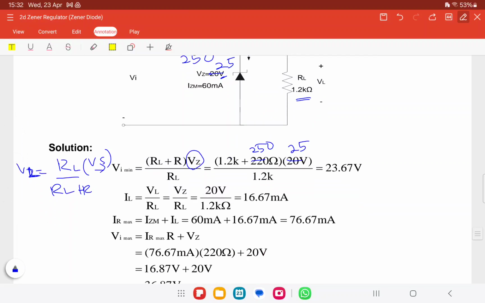Actually, to get the formula for the VI min, this comes from the voltage divider. Voltage divider yang biasa is VL. Kita nak dapatkan the voltage at the load resistor VL: RL over RL plus R multiply with the VS.